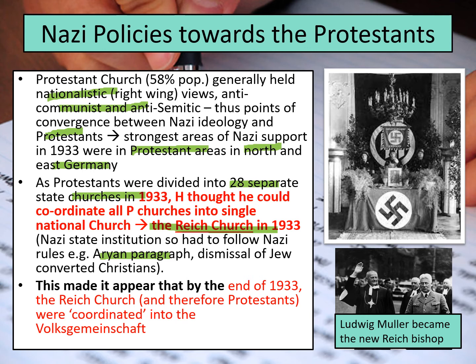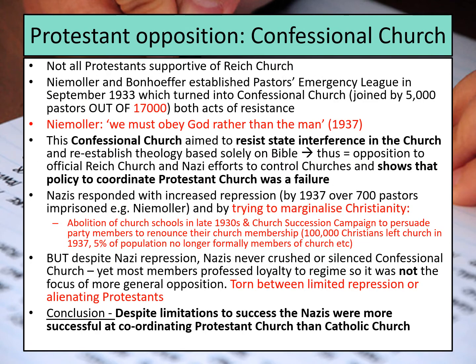So generally, the fact that we have this Nazi Reich Church led by Ludwig Müller, and the fact that these 28 different churches have been combined, demonstrates that the Reich Church was generally coordinating the Volksgemeinschaft. The Protestants themselves were therefore generally coordinated. There was only a small group of them that actually rose up against this and criticised Nazi policy of blending the church and the state. Most historians argue that the Nazis were much more successful at coordinating the Protestant Church than they were the Catholic Church.